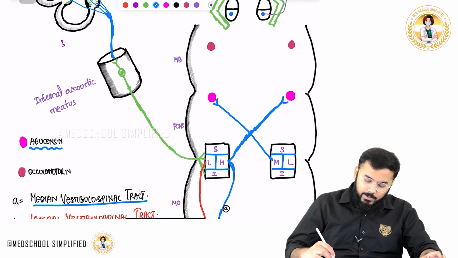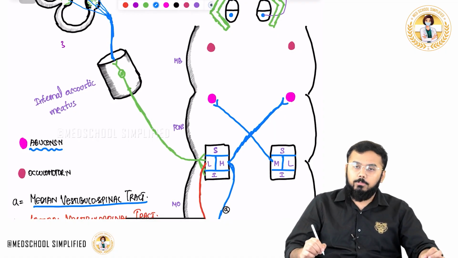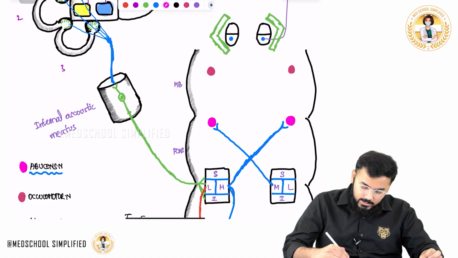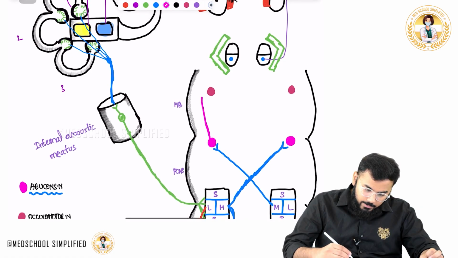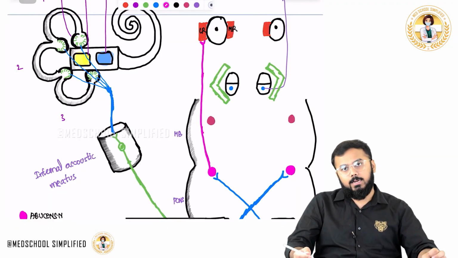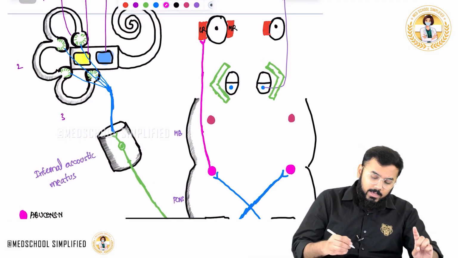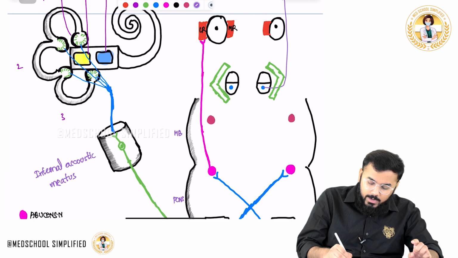Now what will happen? Your abducens nerve is activated. Now once your abducens nerve is activated, what is happening? From your abducens nucleus, a nerve arises like this, and this nerve goes all the way up, and it innervates which muscle? Lateral rectus. Right?